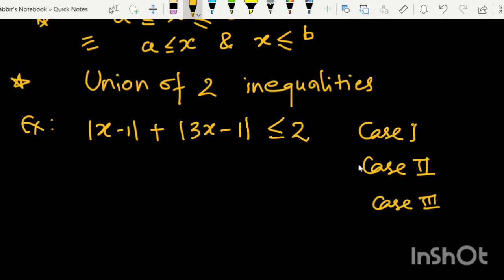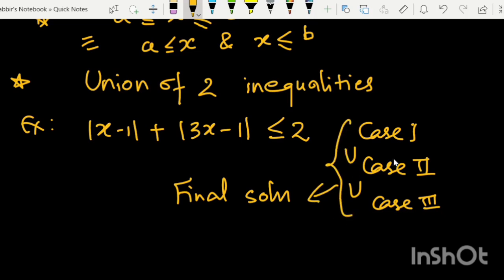So when we solve a question by taking cases, the final solution, guys, is the union of all the cases involved. Here in this case, let's say if there are three cases, so this is one of the examples. This is a question example I have taken from modulus, and you will see it later. You will study it when you do modulus. So in certain questions, we have to take union of inequalities.